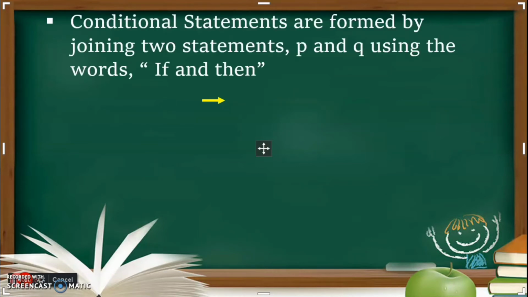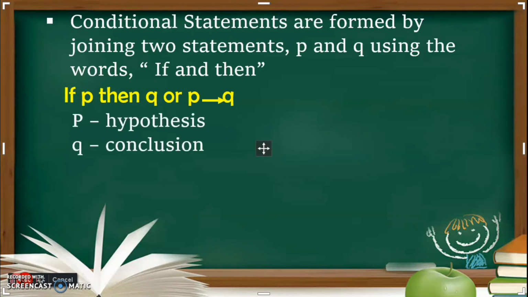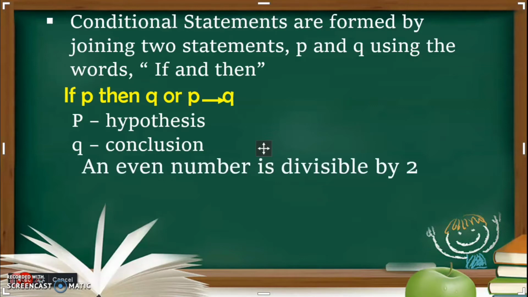Conditional statements are formed by joining two statements, P and Q, using the words if and then. Na-discuss na natin sa previous video natin, pero i-review lang natin. If P, then Q, or P implies Q. So, hypothesis is the P, Q is our conclusion.